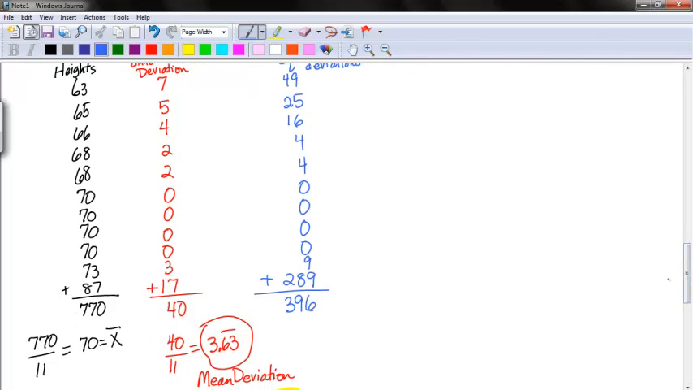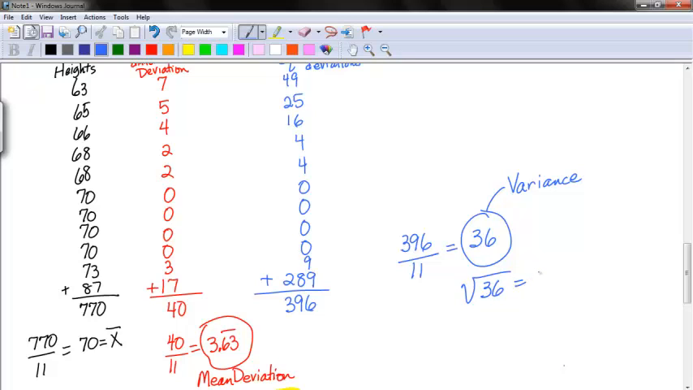Okay? Then take the 396 and divide that by 11, the number of players. Okay, and you would get 36. This 36 has a special name. It's called the variance. Okay, then if you take the square root of the variance, take the square root of 36, and we're considering just the positive. Okay, and that 6 has a special name. That 6 is called the standard deviation.